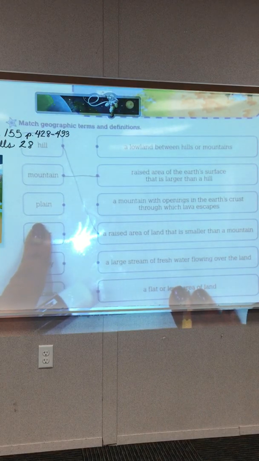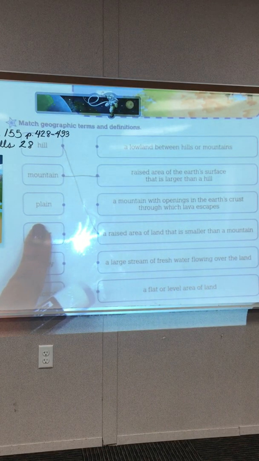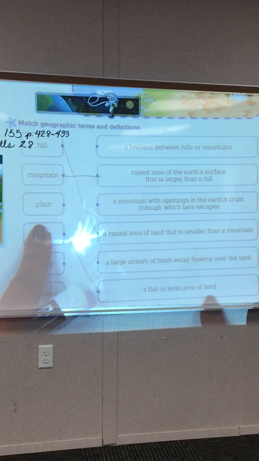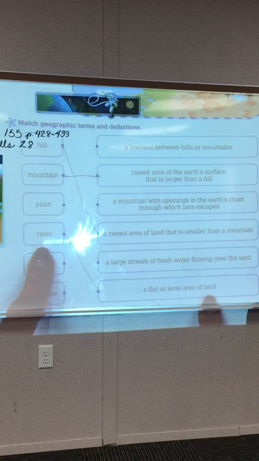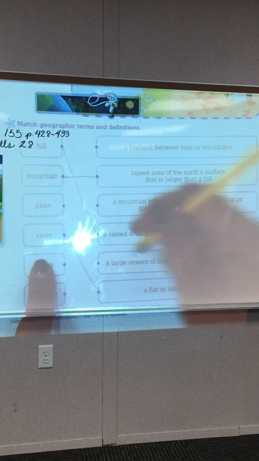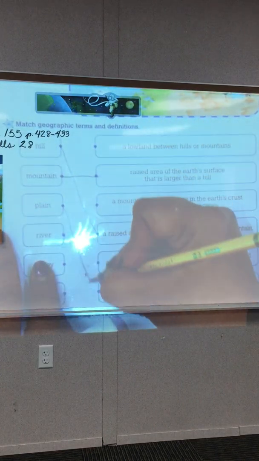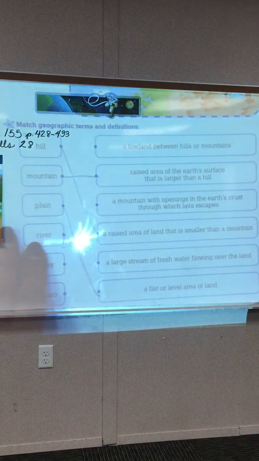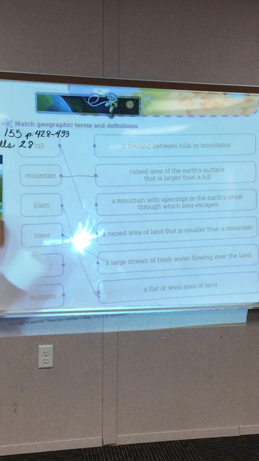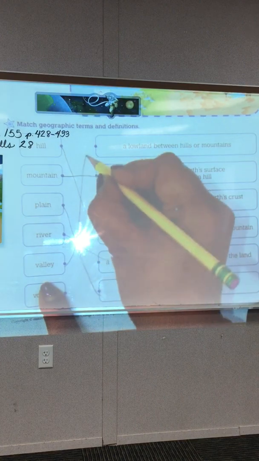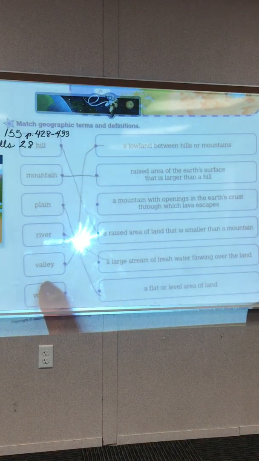A plain. A flat or level area of land. A river. Plain. River will be a large stream of fresh water flowing over land. Valley. A valley is a low land between two hills or mountains.